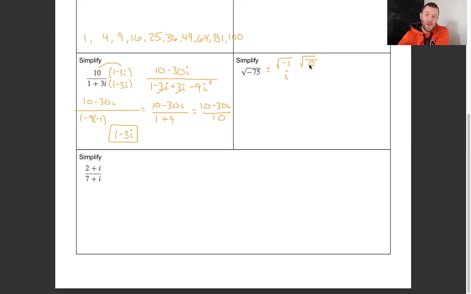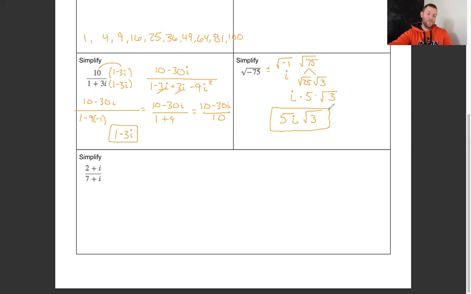100 doesn't, too big. 81 doesn't, too big. 64 doesn't go into it evenly. 49 doesn't go into it evenly. 36 does not. 25, yes. How many times does 25 go into it? 3. Okay, the square root of 25 is 5. Don't forget the i. So we have i times 5 times the square root of 3. And then make sure you write this where the i comes second: 5i times the square root of 3. Here's your answer.